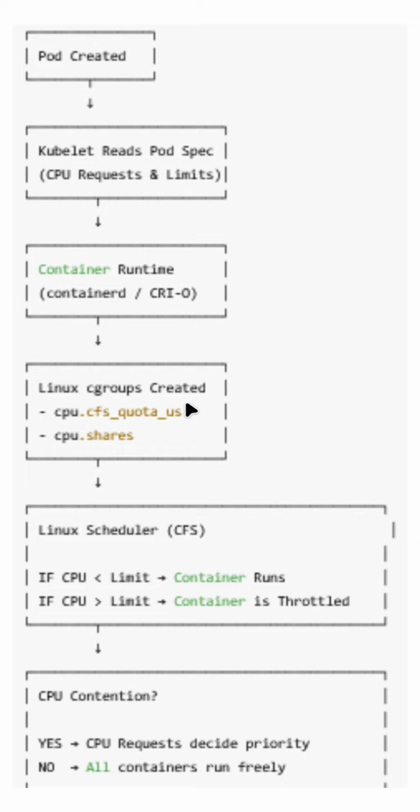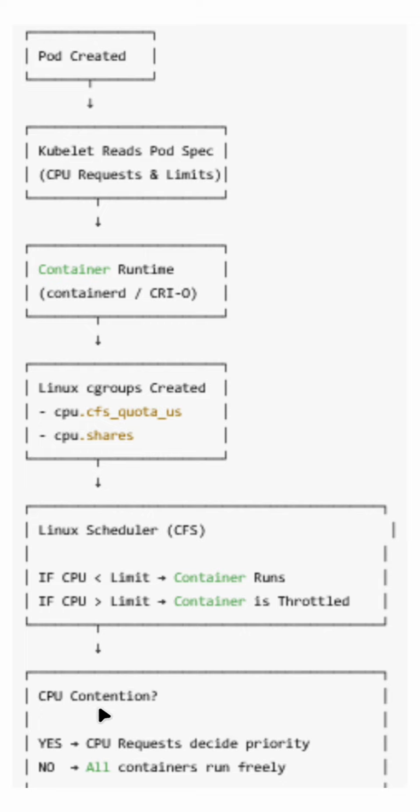Further, the Linux cgroups are created with the CPU request and limits. Then further, the Linux scheduler comes into the picture. If the CPU is less than the limit, the container will run, and if the CPU required is more than the limit, then the container is throttled.